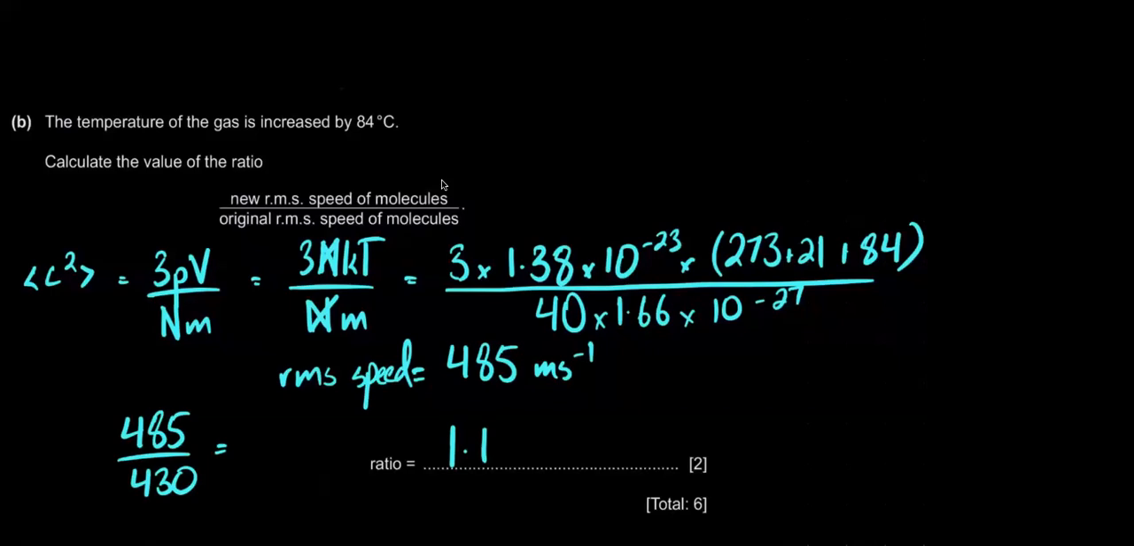And another way in which you could have done this question: if you look at this equation, c squared equals 3kT upon M. Here 3 is a constant, k is a constant, M is a constant as well. So c squared is simply proportional to T. So another way to do this question could have been that since c squared is proportional to T, if I want to find the ratio of the RMS speeds, this would just be the new temperature divided by the original temperature, under the square root because there's a square here. So this is another way in which you could have done this exact same question.